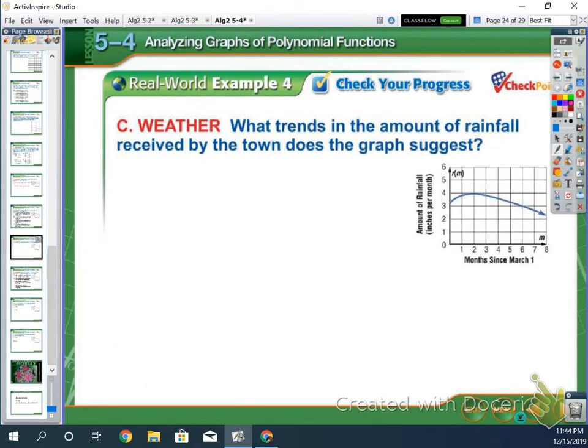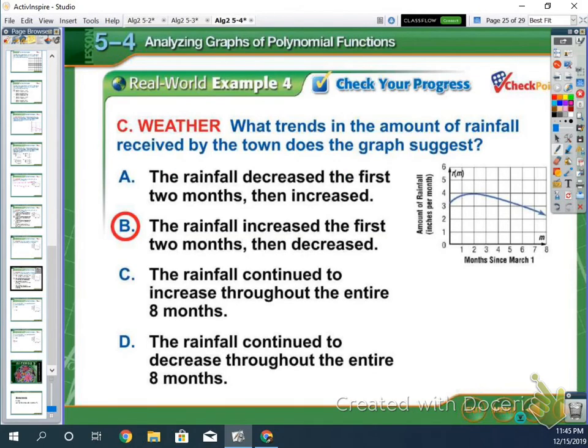Let me try to finish these last ones very quickly. What trends in the amount of rainfall received by the town does the graph suggest? All right, what trends do we see? I would say maybe the most rainfall tends to be in the spring or early summer, and it sort of declines as the year goes on. So they said the rainfall increased the first 2 months, then decreased. Again, I'm not going to be super specific on that.